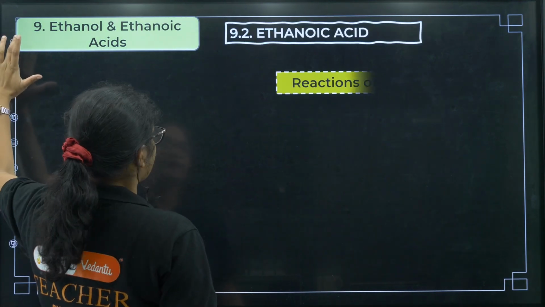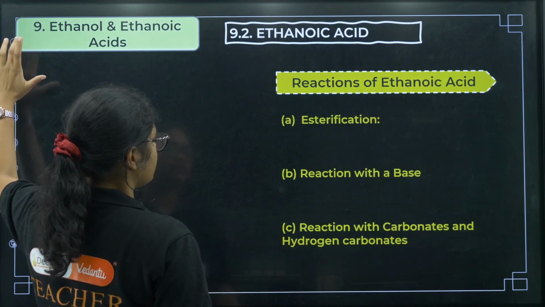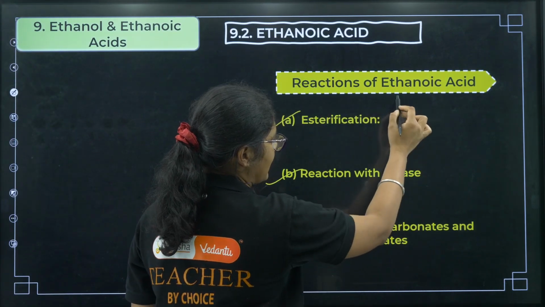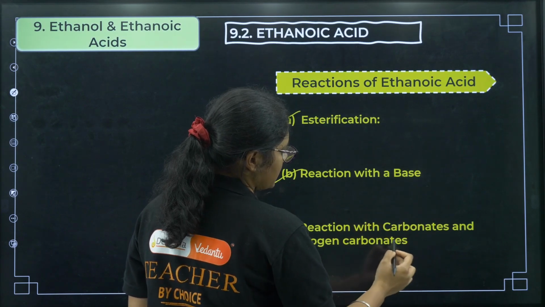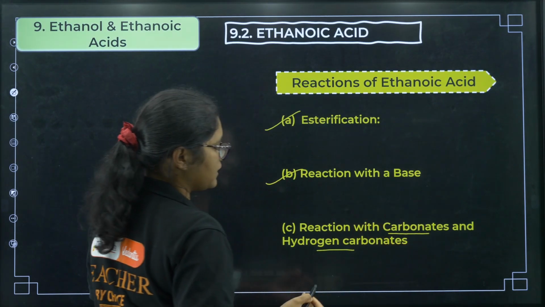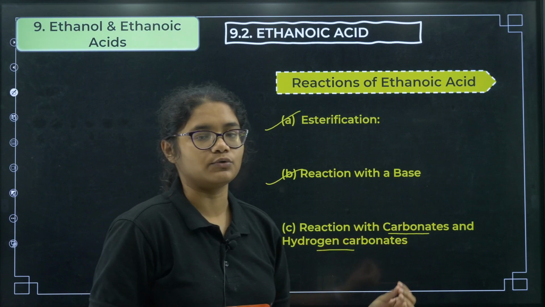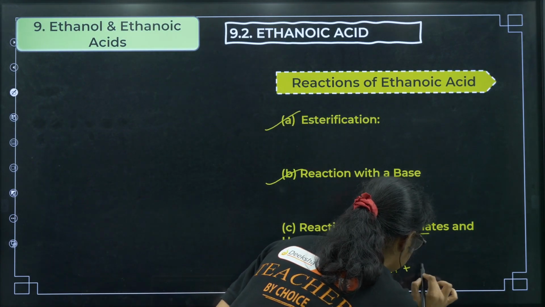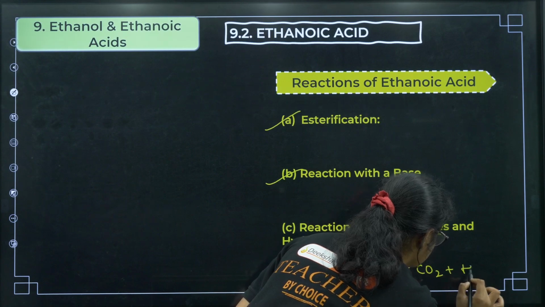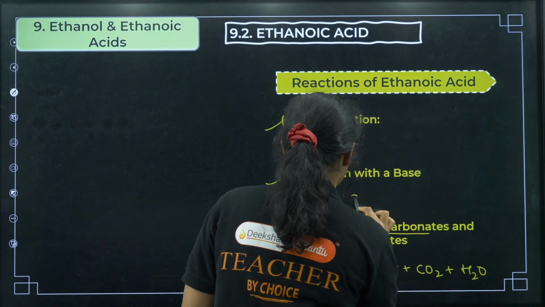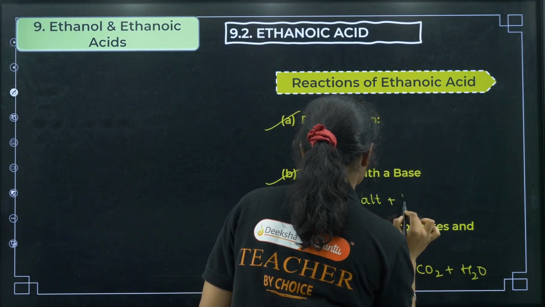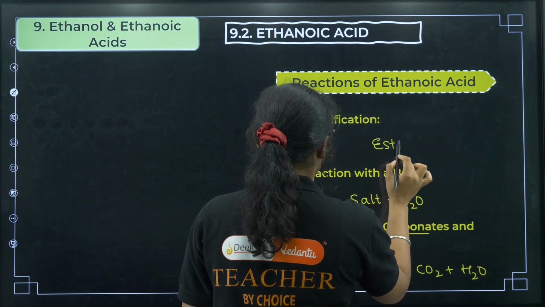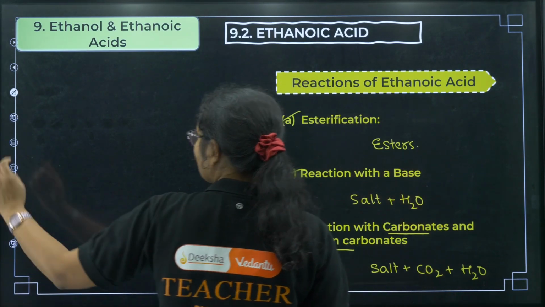Next, coming to ethanoic acid. What are the reactions of ethanoic acid? We have esterification, then reaction with a base, since it is an acid, which gives salt and water, and reaction with carbonates and bicarbonates, which gives salt plus CO2 plus H2O. Here the product will be salt plus water, and in esterification, the product will be esters.